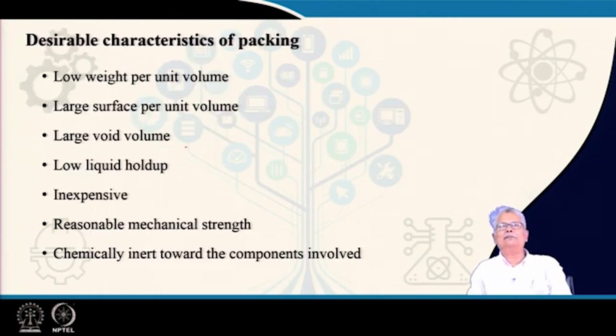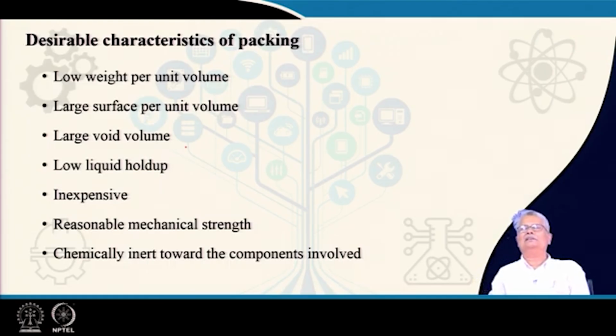Now, let us look at the desirable characteristics of the packings. The packing has to be supported. So, the lighter the packing, the better it is. So, lower weight per unit volume, when I say unit volume, it means the packed bed volume. The same thing is true in case of larger surface area per unit volume, which is basically the meter square surface area per meter cube of the bed volume. The larger it is, more will be the surface over which the liquid can spread and can contact with the vapor which passes by.